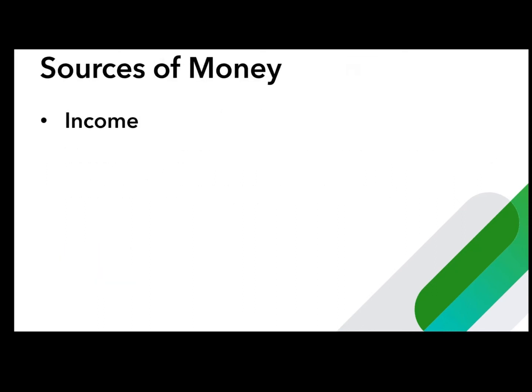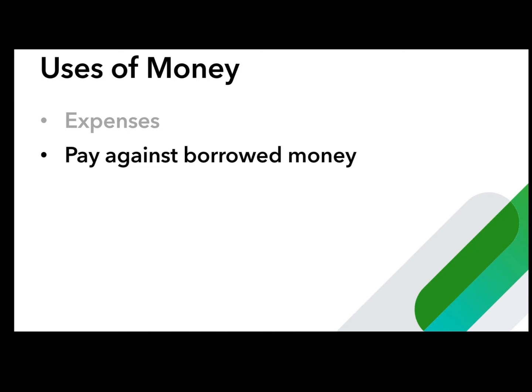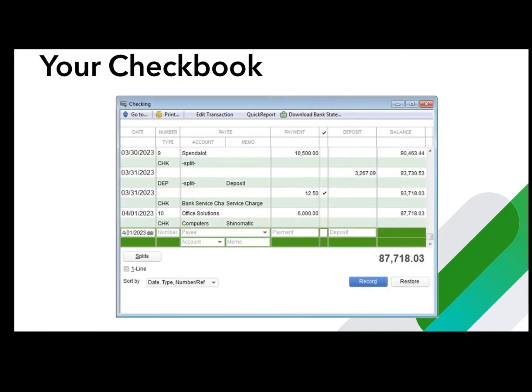Sources of money include income from the sale of a service or product, money you borrow, like a loan from the bank, sale of assets, perhaps you sell the company computer. Although you only receive $12, it is still considered a source of money. Let's look at some typical uses of money. These include expenses, like rent, utilities, and office supplies. Repayments, you have to repay that bank loan. Purchase of assets, you purchase a new computer to replace the old one, or you buy equipment or a new company automobile.